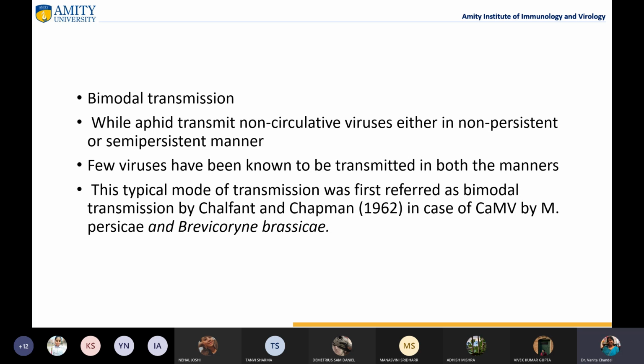Then there is another kind of transmission which is known as bimodal transmission. While aphids transmit non-circulative viruses in either a non-persistent or semi-persistent way, there are viruses which use both ways for transmission, right? This typical mode of transmission is termed bimodal, and it has been identified in cauliflower mosaic virus by Myzus persicae and Brevicoryne brassicae, two different species.